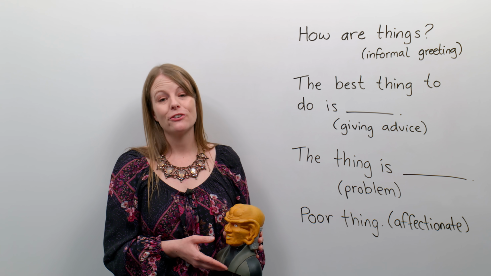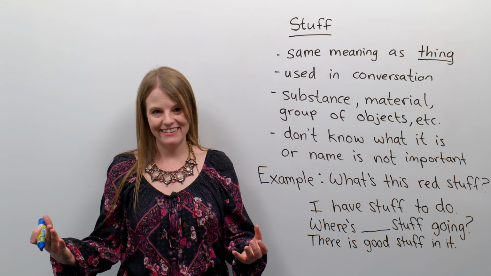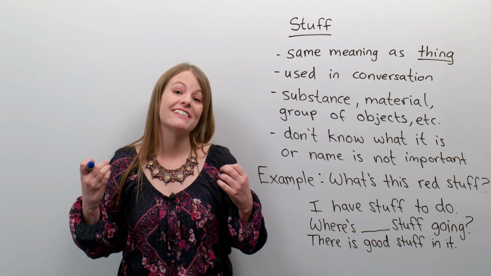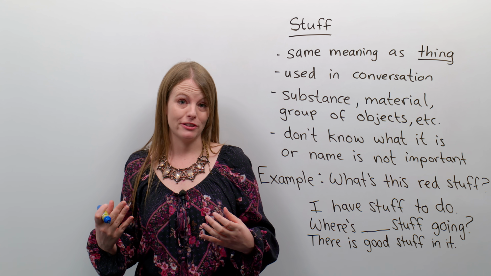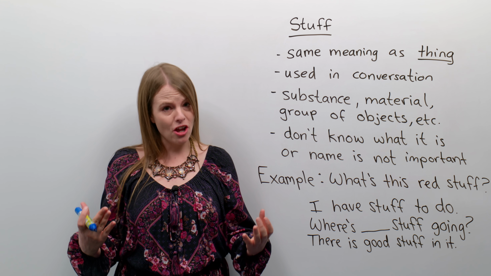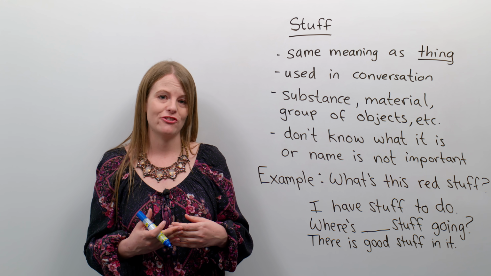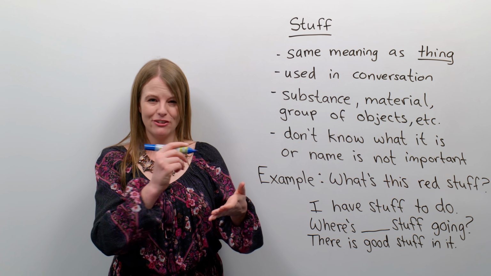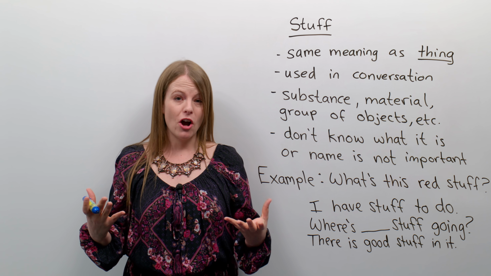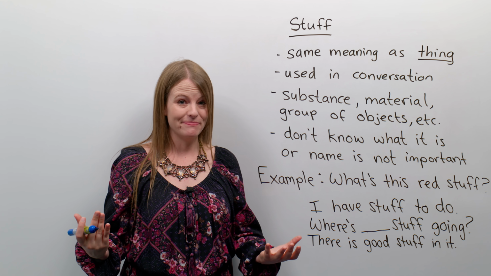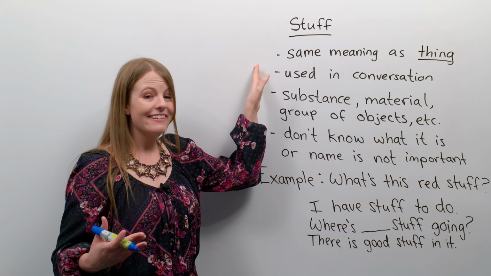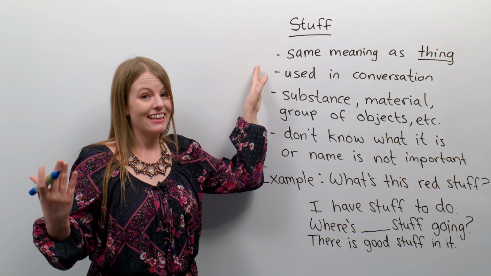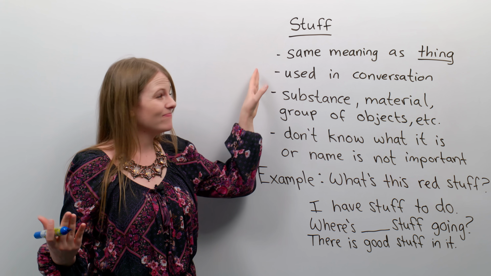Now let's look at the word stuff and the meaning of the word stuff. So we talked about things. Let's now talk about stuff. Stuff is a very common English word. We use it a lot in conversation. We don't use it much in writing. We often use it when we are talking. It's very informal. So it has the same meaning as thing or things.